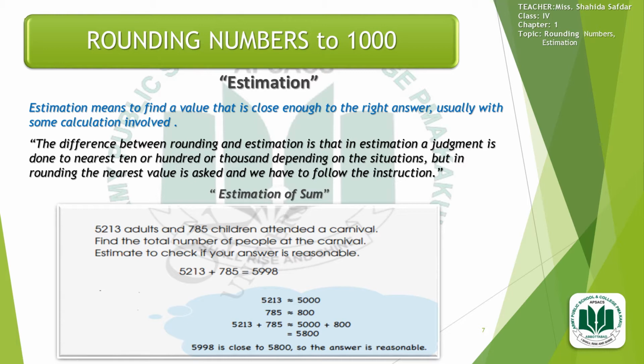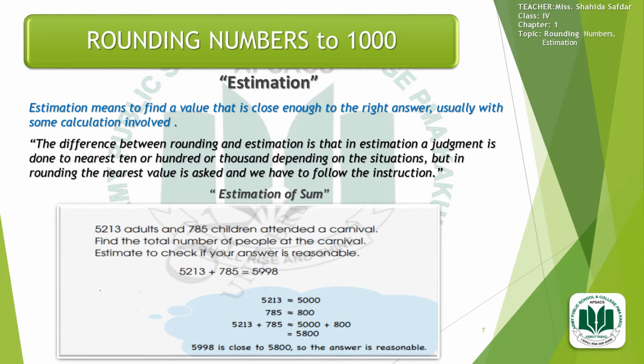To understand estimation of sum and estimation of difference, we have taken 2 examples. First, we will solve an example for estimation of sum. The example is: 5213 adults and 785 children attended a carnival. Find the total number of people at the carnival. Estimate to check if your answer is reasonable.